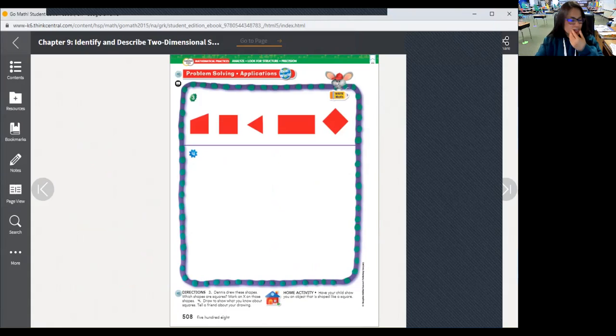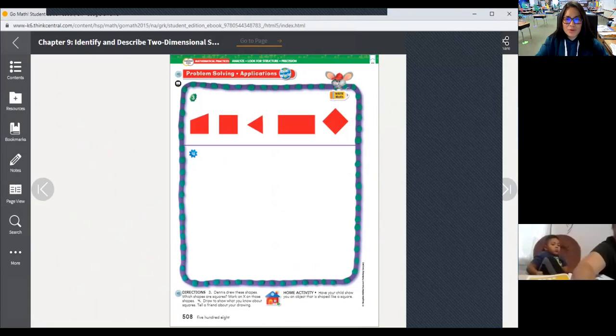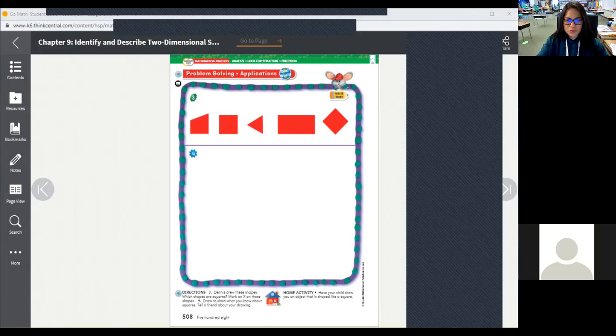Okay, now that you guys finished coloring all your squares, now it's time to look at this right here. These shapes right here. We have 1, 2, 3, 4 shapes. Okay, 1, 2, 3, 4 shapes. The directions say, Dennis drew these shapes. These are all the shapes that Dennis drew, okay?